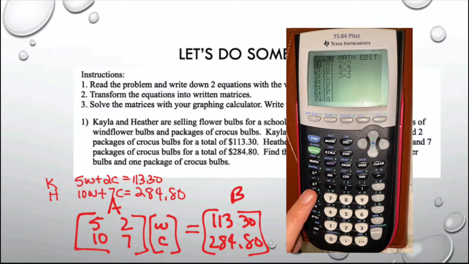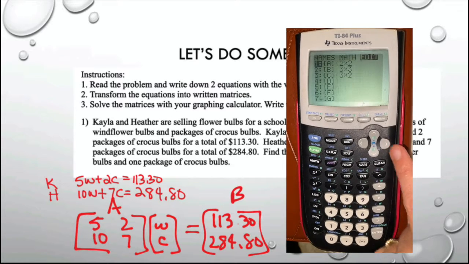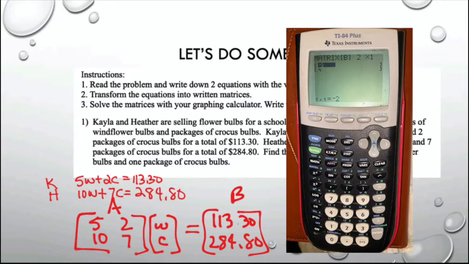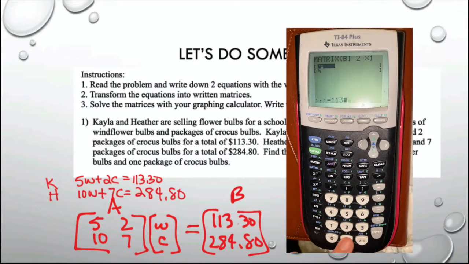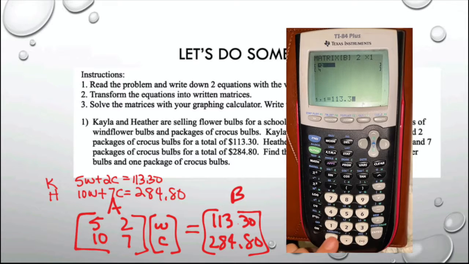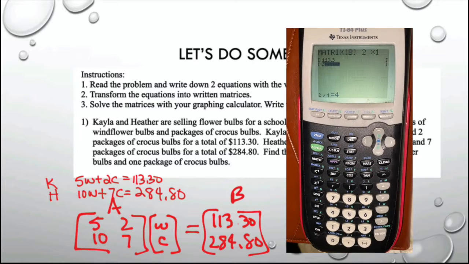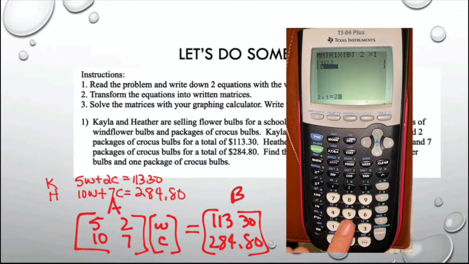Come into our B matrix, scoot over to edit because we're going to come down to the B matrix. And this is a 2 by 1 matrix. And we're going to put in $113.30. And then we're going to put in $284.80.